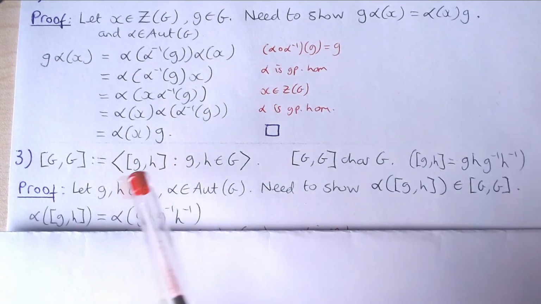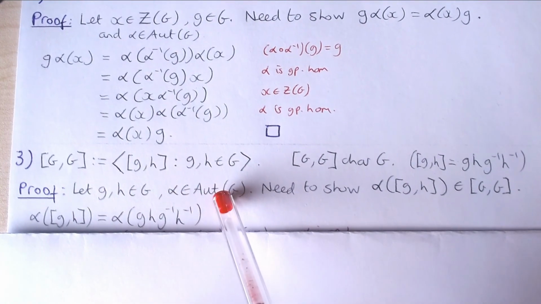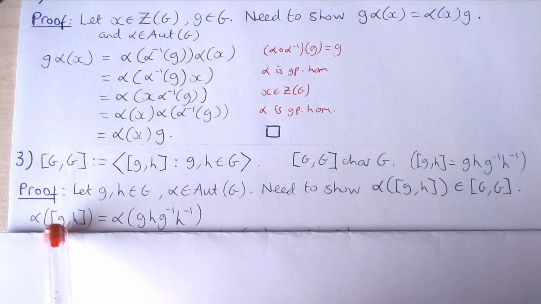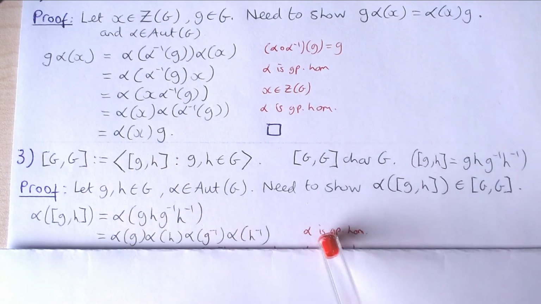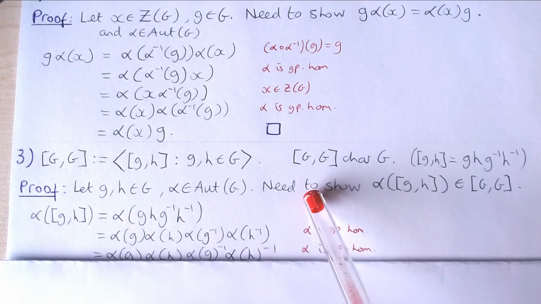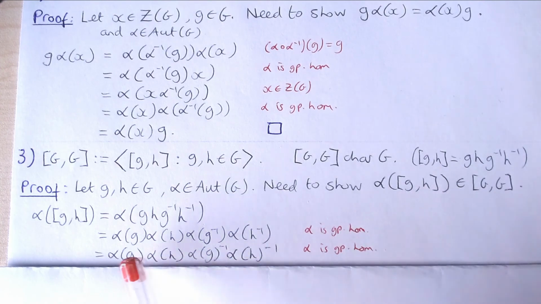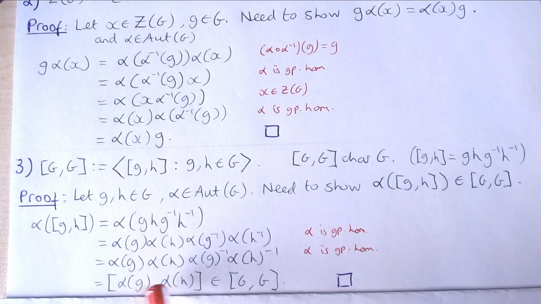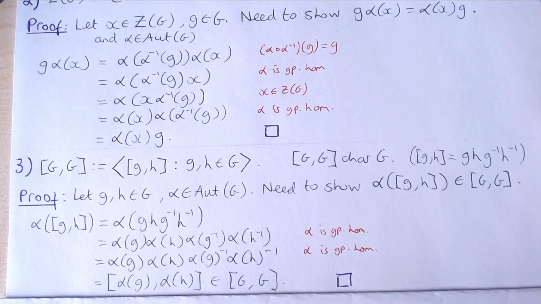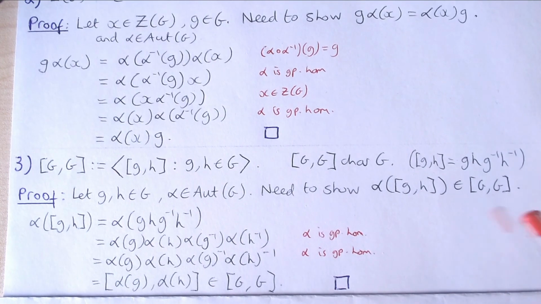So let g and h be elements of our group G and alpha an automorphism of G. Then the image of this generator here under alpha equals the following. And this holds because alpha is a group homomorphism. We can then take these inverses outside, again because alpha is a group homomorphism. And then we note that this element here just equals the following commutator, which is contained in the derived subgroup of G. So we've shown that the derived subgroup, or the commutator subgroup of G, is characteristic in G.